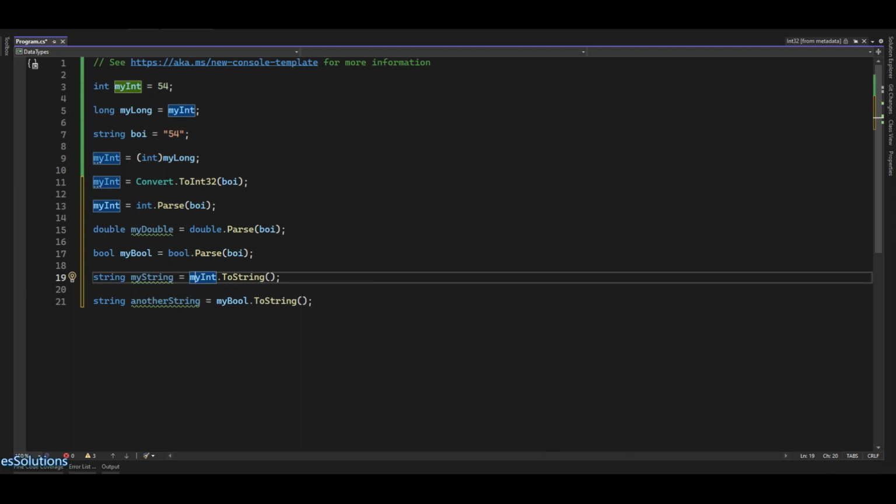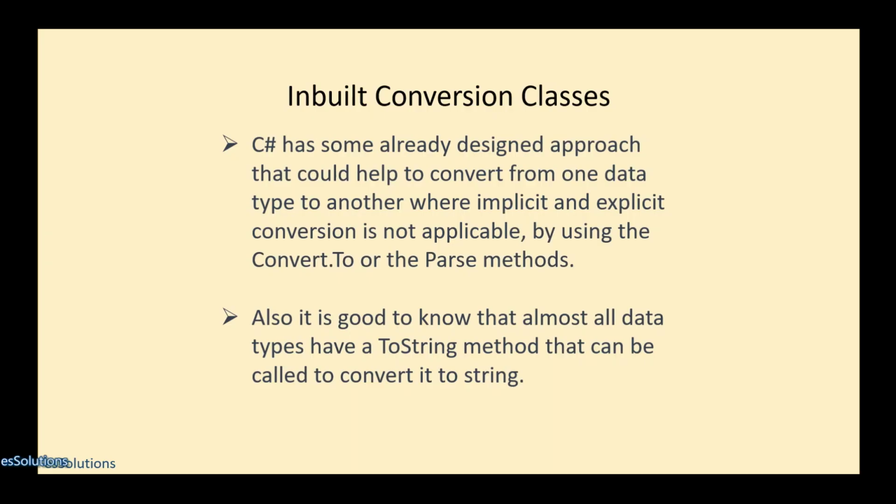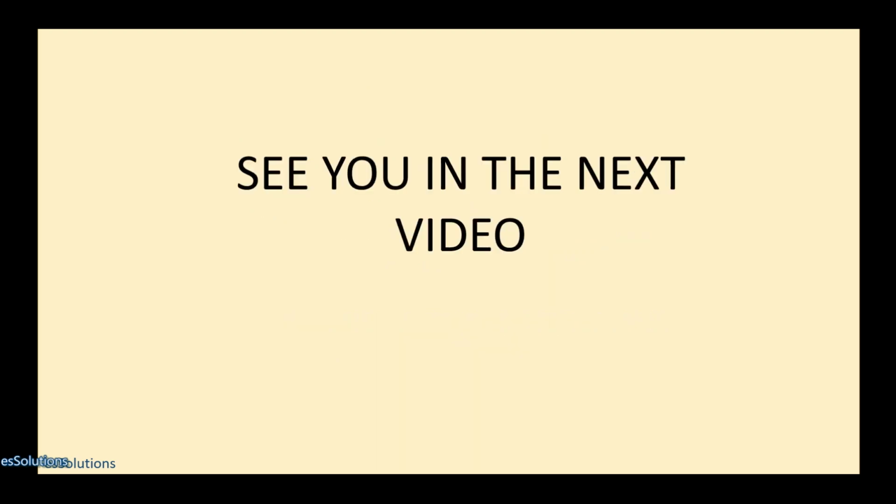So let's go back to our slide. Here we have seen the inbuilt data types and how they can be converted from one type to another, either through the implicit conversion by the compiler, the explicit conversion, or through inbuilt conversion classes that we have, like the Convert class, the parse method, or the ToString approach. I hope that this clarifies conversion from one data type to another, especially the inbuilt data types in C#. Thank you, and see you in the next video.